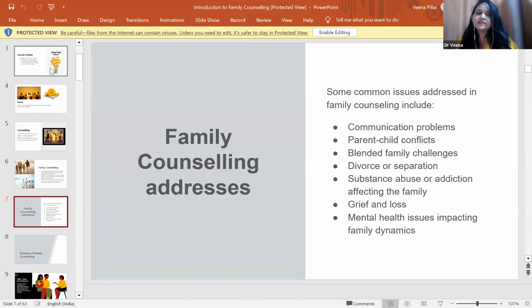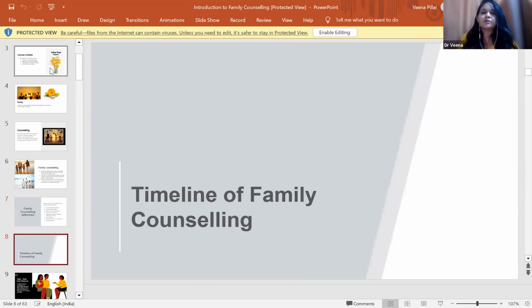When we look at family counseling issues, some could be related to communication, or to family challenges. There could be divorce or separation. There could be substance abuse or addiction affecting the entire family. It could be grief, loss or bereavement, or some mental health issues which impact the family dynamics. So let's look at each problem.